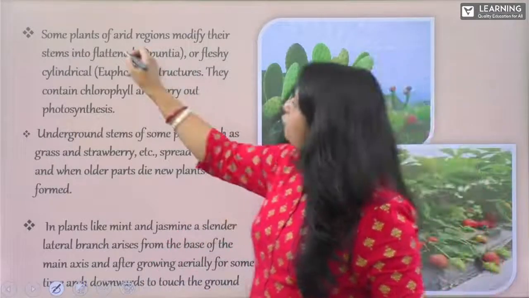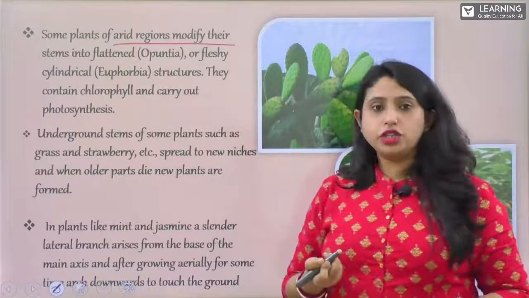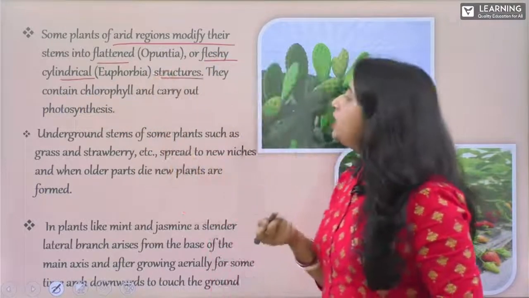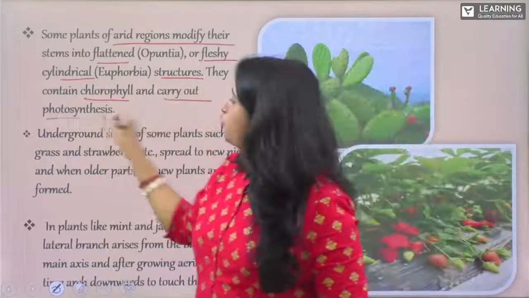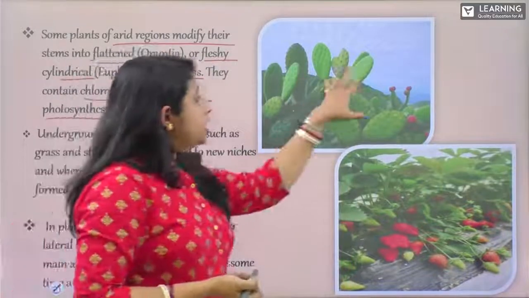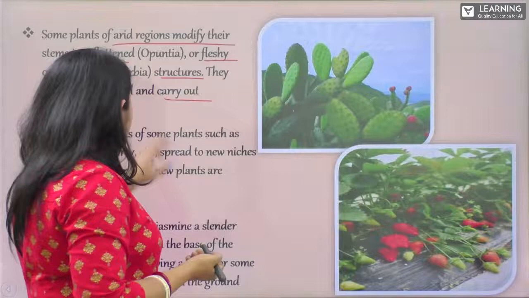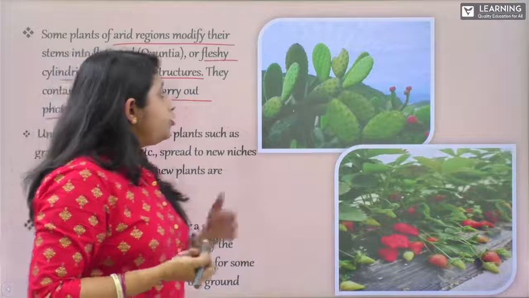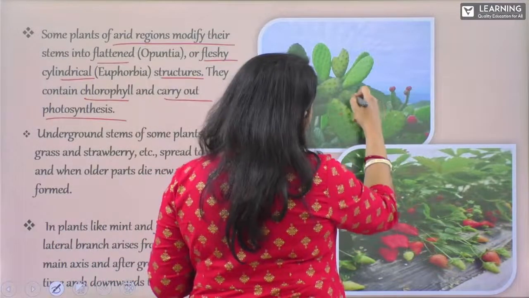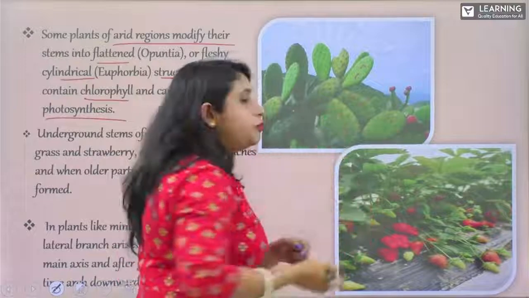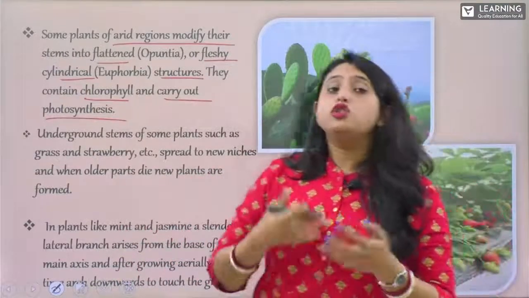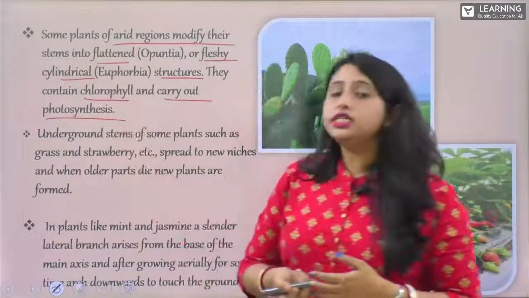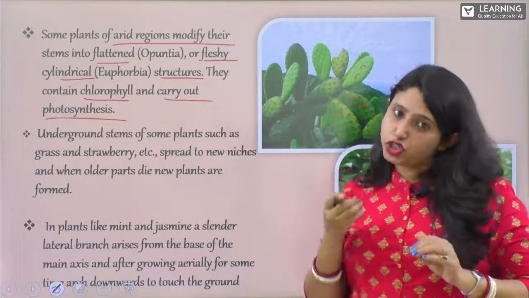Yes, some plants of arid regions modify their stems into flattened or fleshy cylindrical structures. They contain chlorophyll and carry out photosynthesis. Now, as you can see in case of cactus, the scientific name is Opuntia. They modify themselves and have spiny structures, and the fleshy stems help them carry out photosynthesis. They contain chlorophyll, which is necessary for preparation of food.